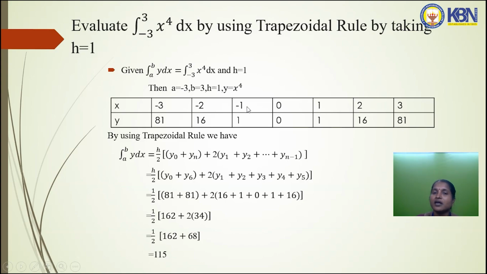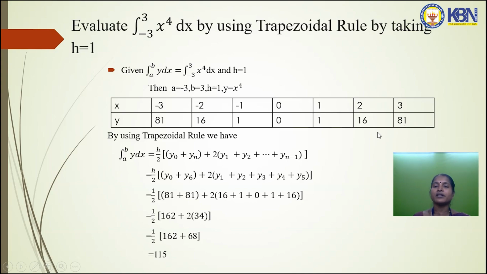Okay, next. Again we substitute x is equal to minus 1. Minus 1 whole power 4: since 4 is an even number, it becomes plus 1. Next, x is equal to 0, that means the y value is also 0. Next, x is equal to 1, then the y value is 1 whole power 4, which is 1. Next, x is equal to 2: 2 power 4 is 16. Last value, x is equal to 3: 3 power 4 is 81.